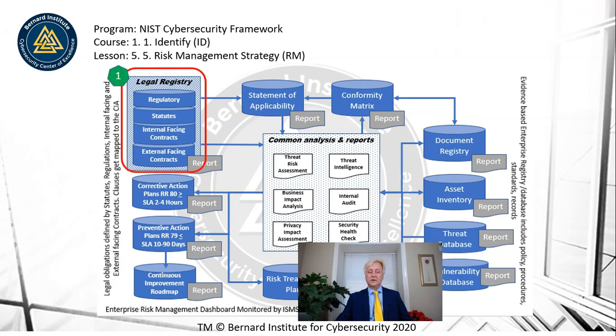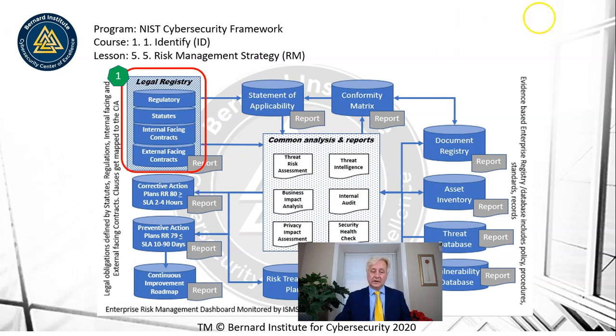Okay, so first of all, we have the legal registry. Now, the legal registry is composed of four classes, if you like, of legal obligations. So there's the regulatory obligations, the statutes. An example of regulatory obligations may be a PCI DSS standard if you're handling point-of-sale systems. A statute or a regulation could be the Incorporation Act, or maybe it's an Information Protection Act, or maybe it's a GDPR or a FOIPA type act.